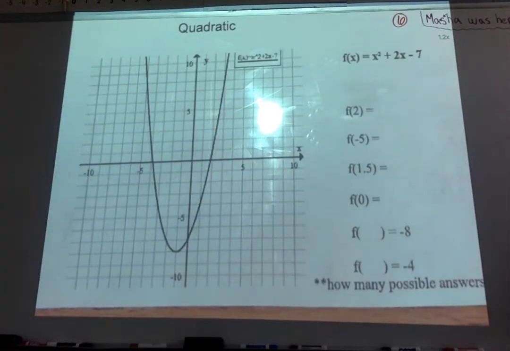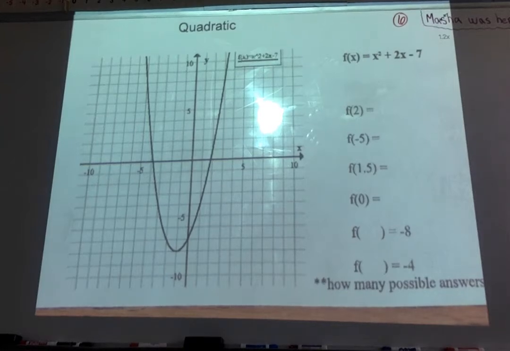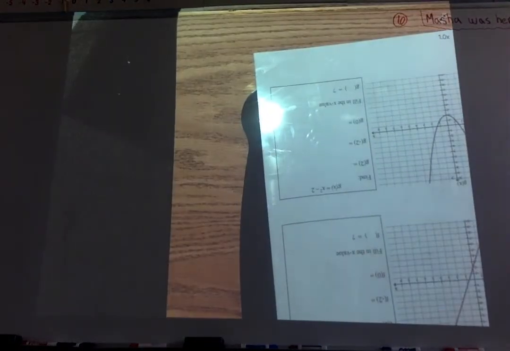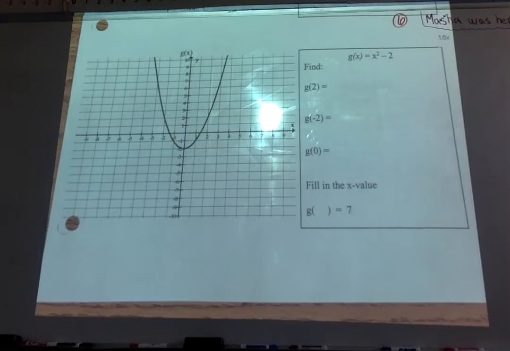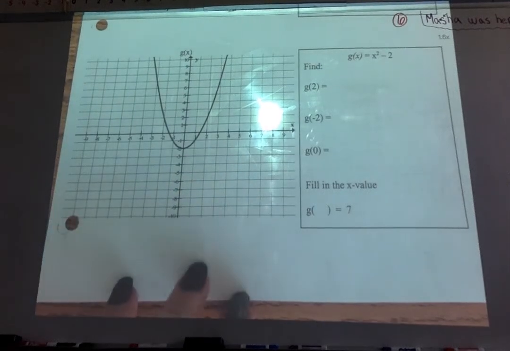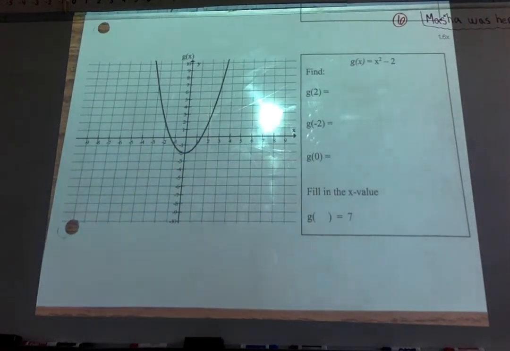Would you rather start with the parabola? The one at the bottom? It's called a quadratic. It is, but the shape of the graph is called a parabola. So we'll start with the U-shaped graph. We can do any of these graphs. Let's just do this one.